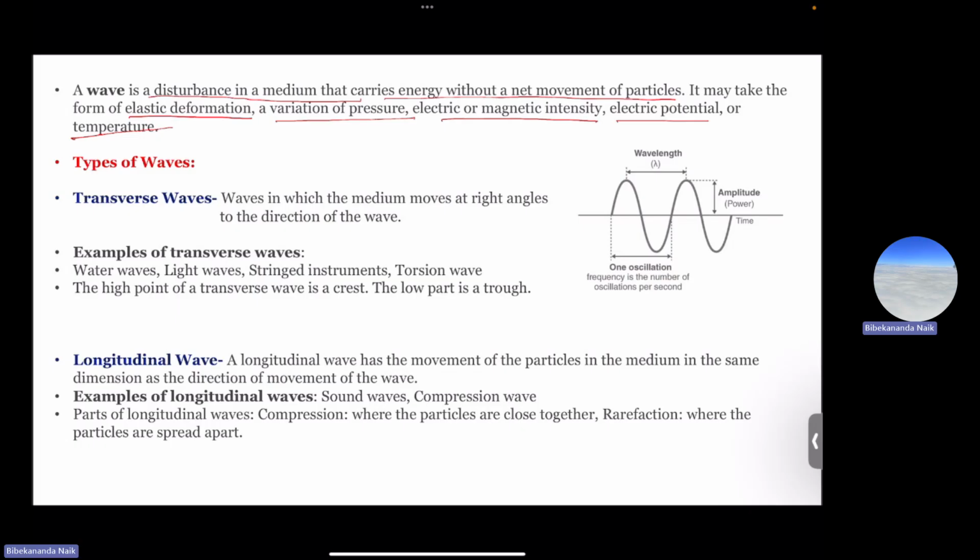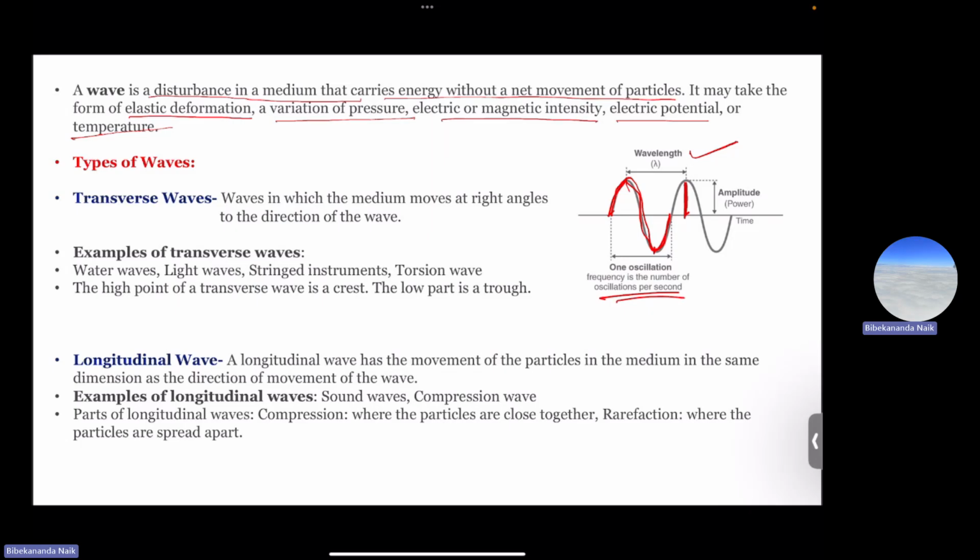If you talk about the basic physical quantities associated with a wave, one is wavelength. This is called the crest and this is the trough. The distance between two crests or two troughs is called one wavelength, and the maximum distance from the zero value is called amplitude. And one complete oscillation is this part. The frequency is the number of oscillations per second.